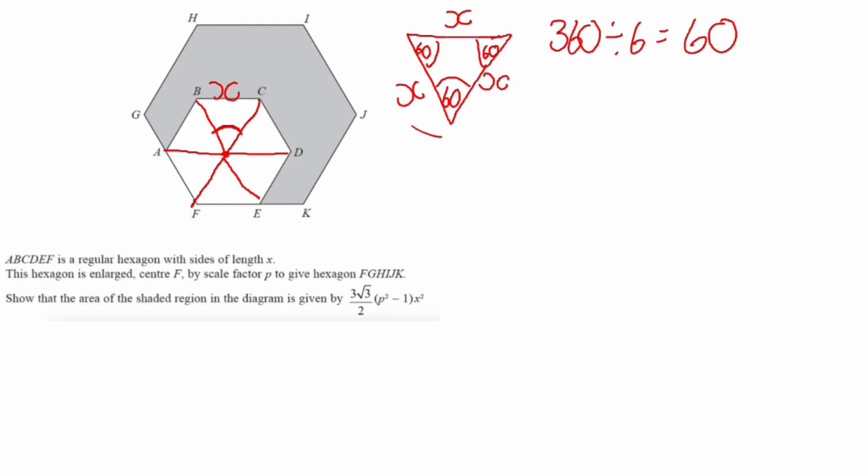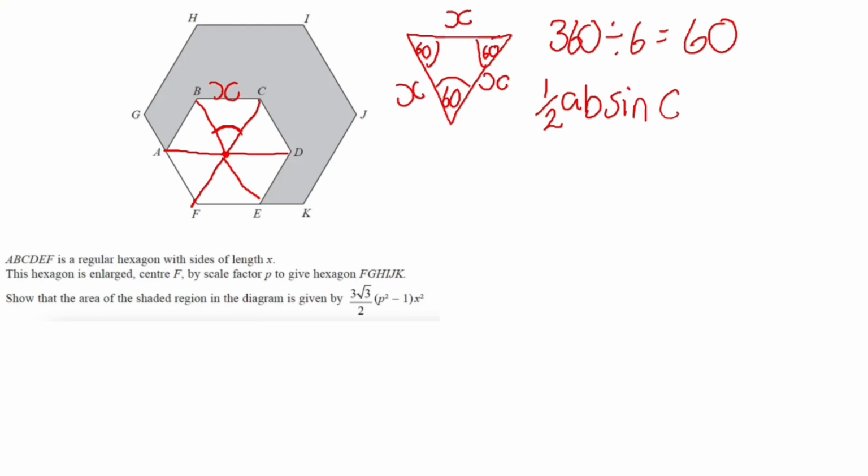Now what we're going to do is find the area of one of these equilateral triangles, and then we can multiply that answer by 6 because all the triangles are exactly the same. So to find the area of this triangle, we are not able to use a half times base times height because we don't have a height. So we are going to have to use a half AB sin C, which we have all the information for.